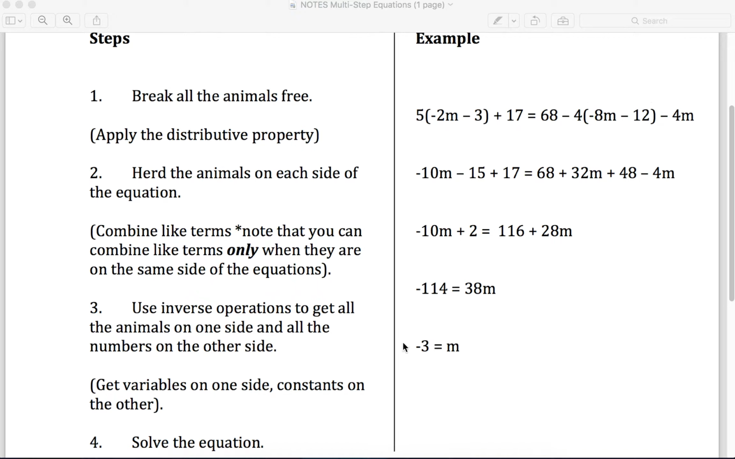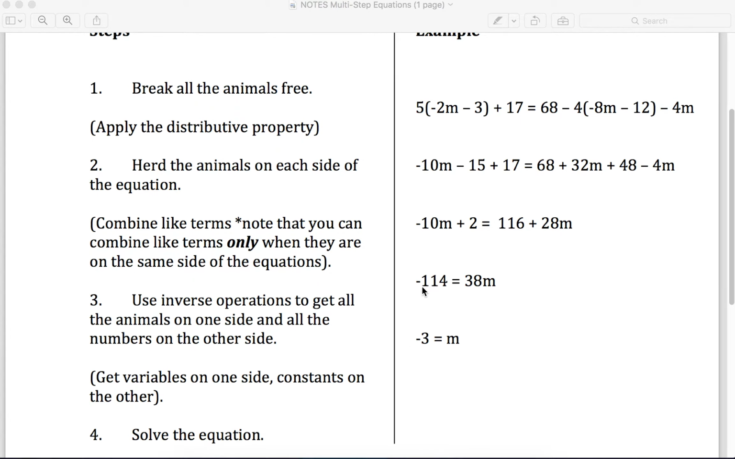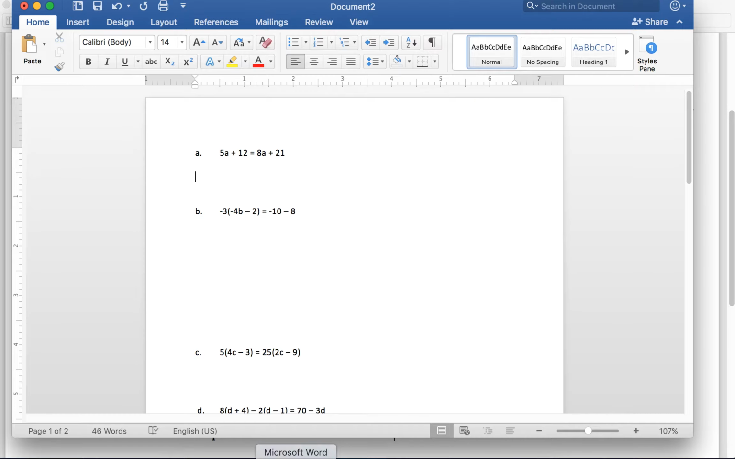And then the final step is solve the equation. We're going to divide negative 114 by 38, and that is negative 3. So the solution for m is negative 3. If we took negative 3 and plugged it in for m up at the top, or at any of these stages along the way, the equation would be balanced, it would work. So now let's do some practice problems.